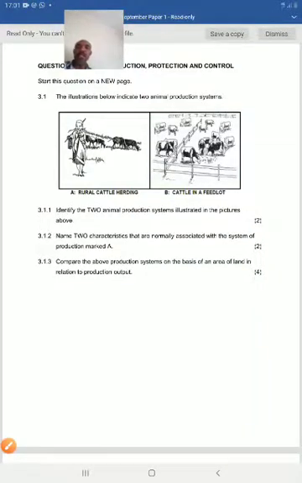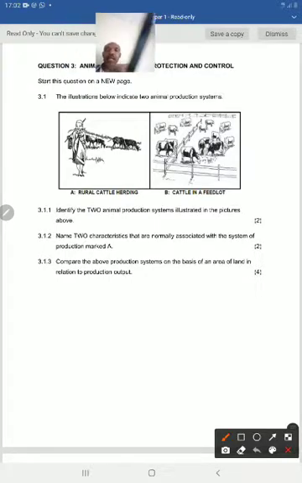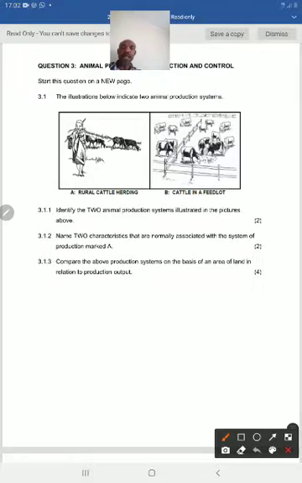Okay, guys, let's continue with revision. We're revising now question 3. It's about two animal production systems. You can see this one is extensive, and this one, because of many animals, is intensive. Okay, two animal production systems identified here.